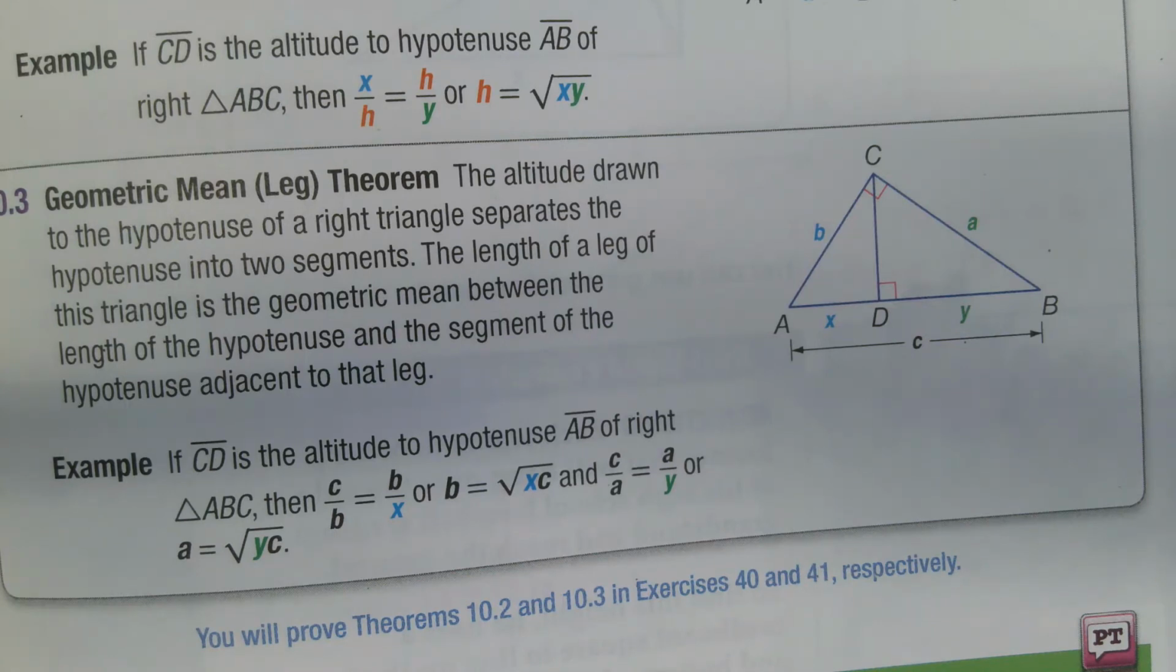So if we wanted to find B, B equals the square root of the part of the hypotenuse it touches. Does everyone see how B touches X? Times the entire hypotenuse. This leg, A, equals the square root of the part it touches. Does everyone see how A touches Y? Times the entire line, which is C. So B equals the square root of X times C, and A equals the square root of Y times C. It's the part it touches times the entire line.